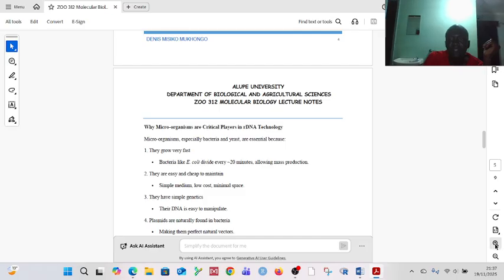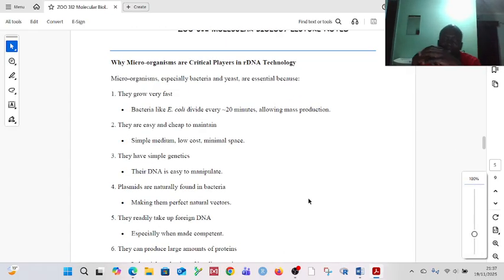So you might be wondering, why are we dealing with recombinant DNA yet you are microbiologists in the making? The answer lies in the importance or the critical roles that microorganisms play in this recombinant DNA technology. So bacteria and yeast are very essential. They play critical roles in recombinant DNA technology, mainly because they grow very fast.